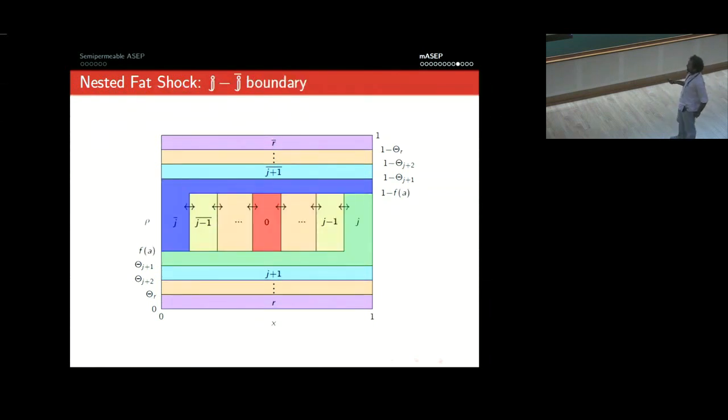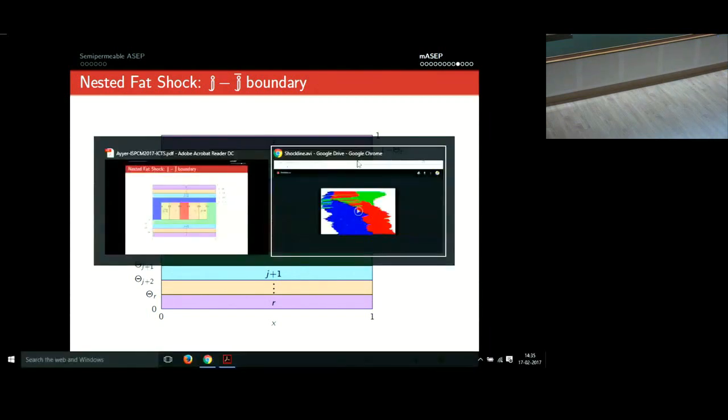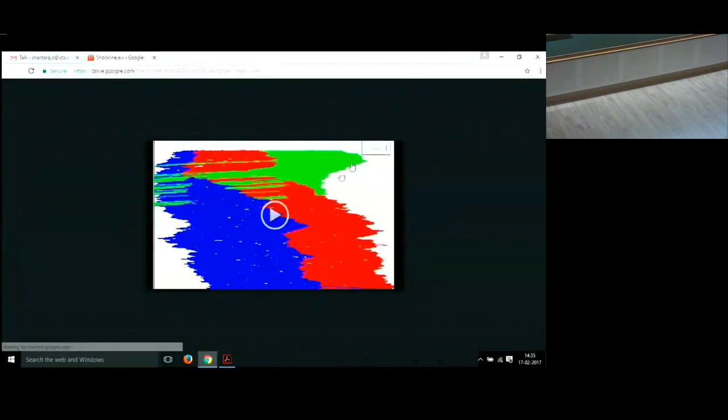On the J bar boundary, something even more interesting happens, which is that these all form this nested fat shock. They all move in unison. I'm sorry, I'll take one more minute. I have painstakingly got this video out here, so I'm going to just show this video. Dipankar has simulated this.